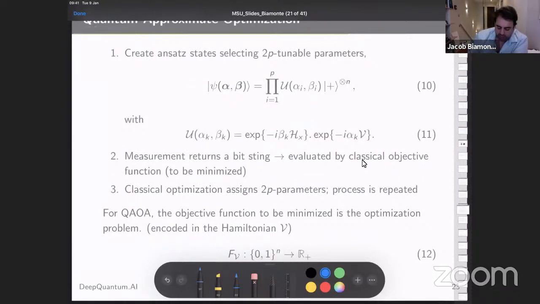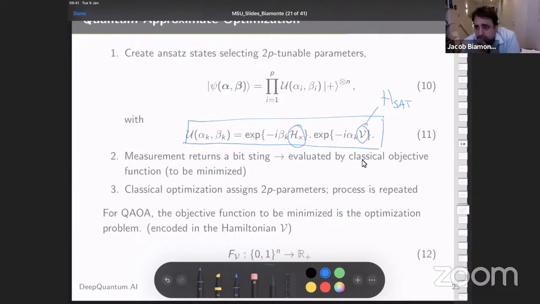In the standard QAOA and in the gate model, they realize a sequence of these gates, where this is the mixing Hamiltonian, called the mixer, and this is the problem Hamiltonian, the H_SAT. Are there questions about that?